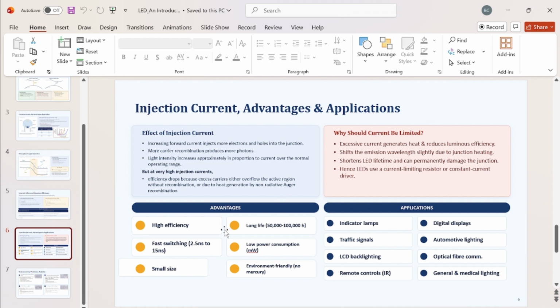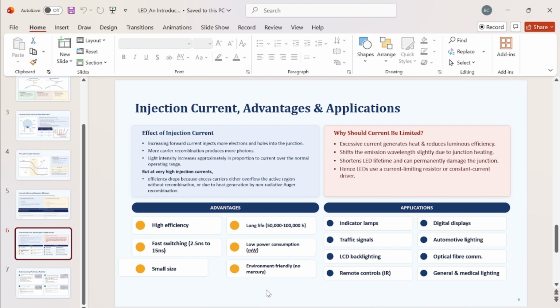Here are some of the advantages and applications of the device. You can see that LED is a highly efficient device. It has fast switching times, 2.5 nanosecond to 15 nanosecond. So the device switches on and off very fast. It has a very small size, so it can be packed as a small device. It has a long life, 50,000 to 1 lakh hours, and low power consumption.